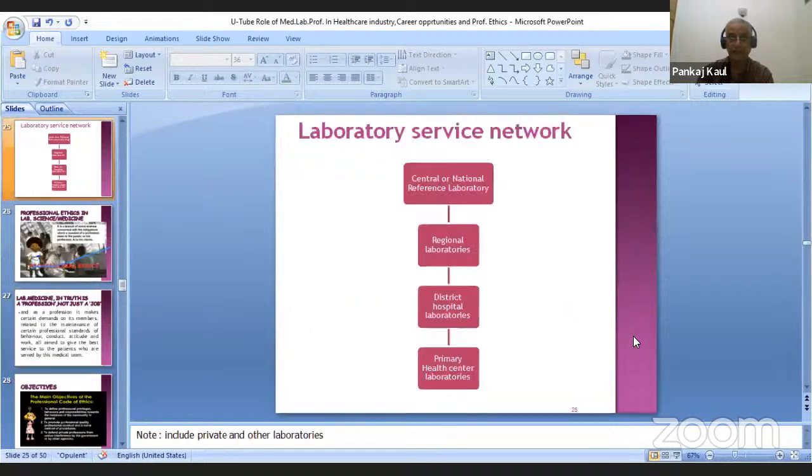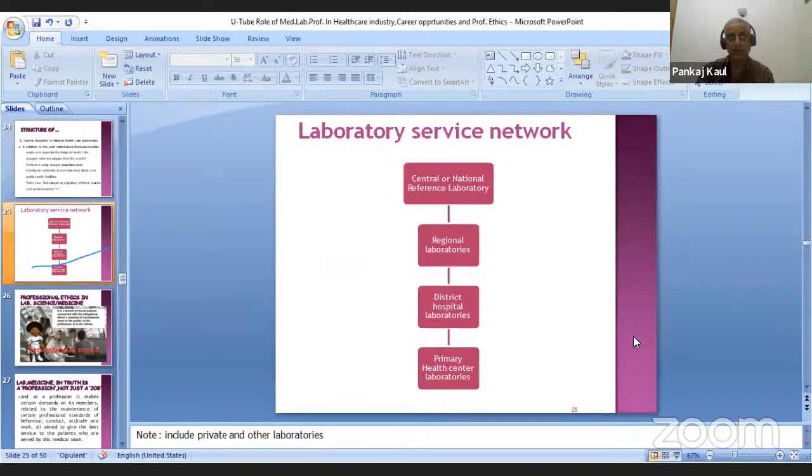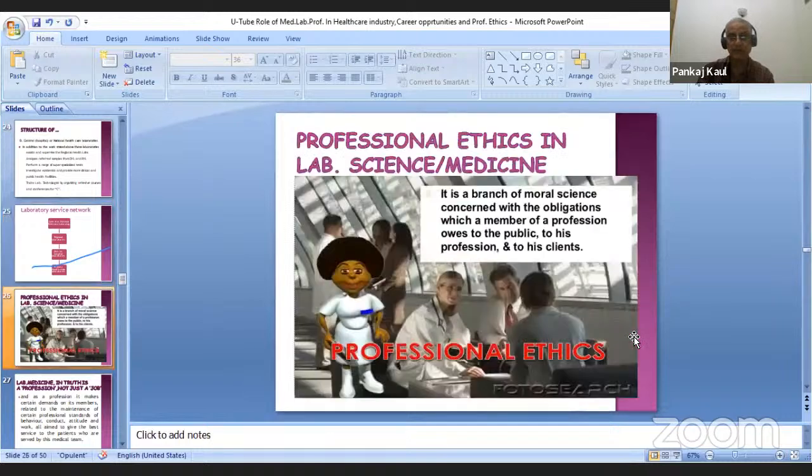And these centers must try to accredit themselves with the WHO. This is the tree of the laboratory service network: primary, district, regional, and central reference laboratories.